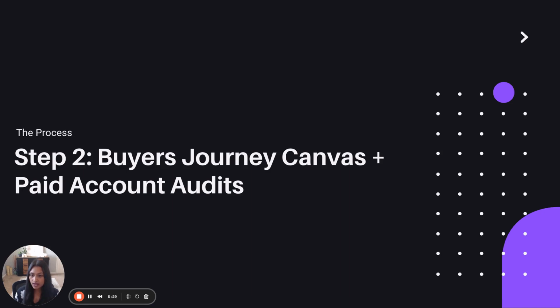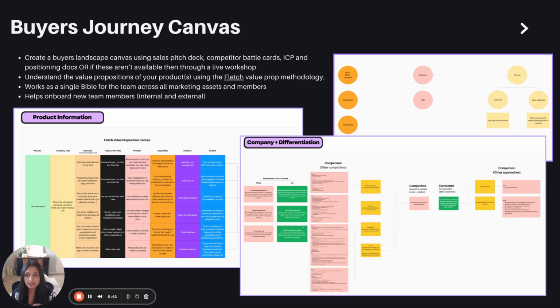Second step is now I send a kickoff email where I will ask you for documentation like an ICP document, competitive battle cards, sales pitch deck, and maybe a couple other things that might be handy for me to create a buyer's journey canvas. And this buyer's journey canvas is really a way for me to get up to speed on your market and your solution very quickly, so that my landing pages and the outputs can be high quality, and I'm not just shooting and hoping that I hit a target.